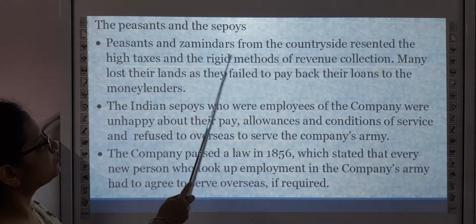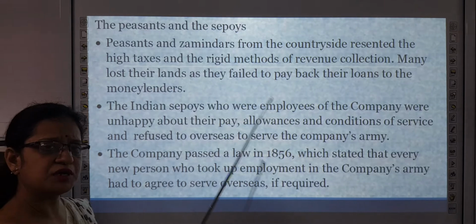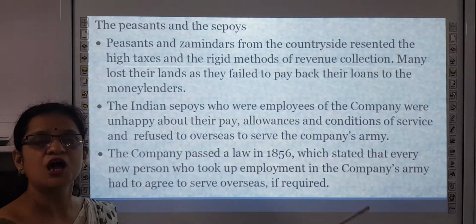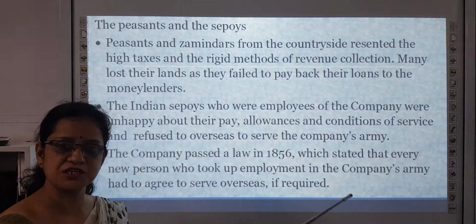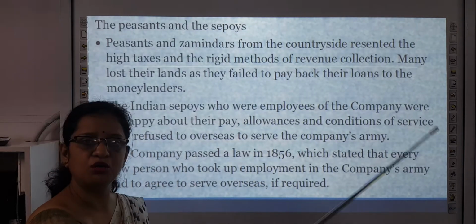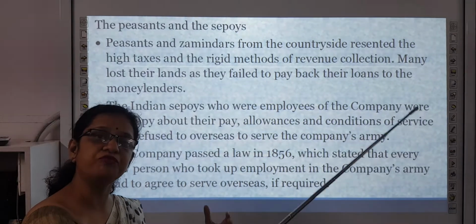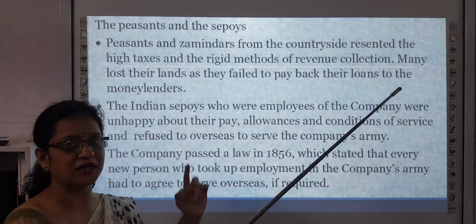Peasants and zamindars from the countryside resented the high taxes. They were under a lot of pressure from the high taxes, revenue collection, the taxation system, and the rigid methods of revenue collection which they had to follow, which was not quite possible for them because they were in the grip of loans, as I told you during the indigo plantation time.